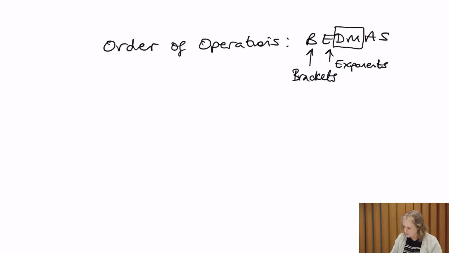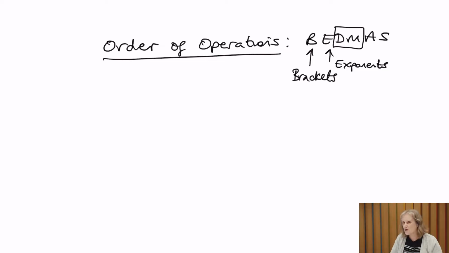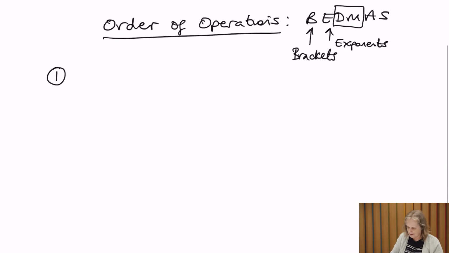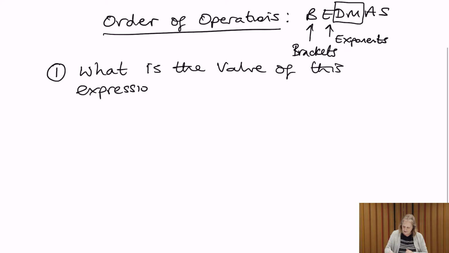So when we talk about order of operations, we're looking at using BEDMAS to evaluate mathematical expressions without using the calculator. We're going to use these rules. When we talk about operations in math, we are always looking at adding, subtracting, multiplying, and dividing. So the first example that we're going to look at is this one. What is the value of this expression? Remember, expression is very specific in math.